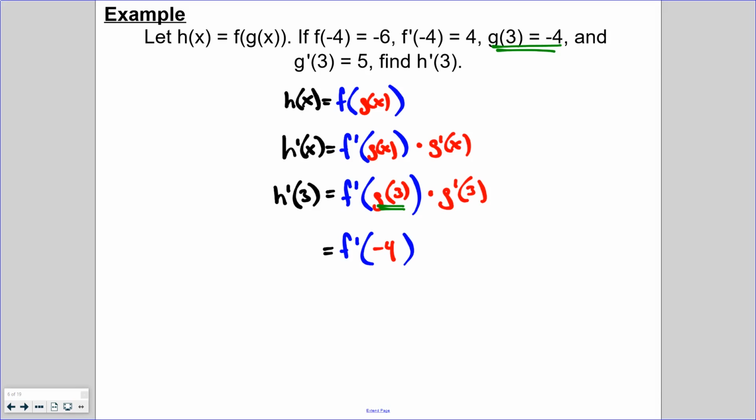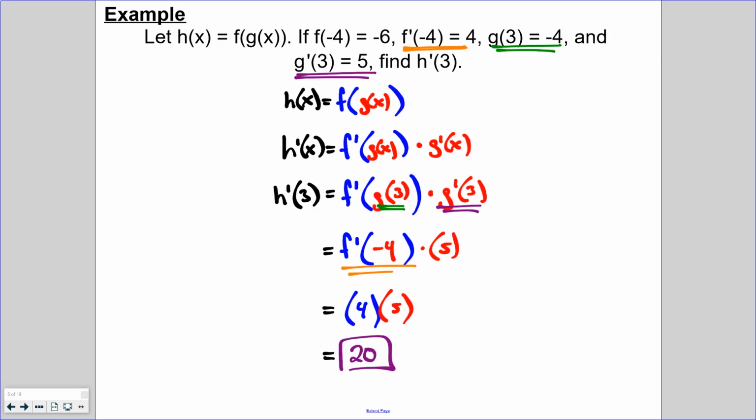Well, we also know g prime of 3. We're told in the problem that g prime of 3 is 5. So then we can go ahead and substitute that in. And now next up, let's see, we have f prime of negative 4. And wouldn't you know it, we're given that piece of information in the problem as well. So now we can substitute in f prime of negative 4 for just being 4. We can bring down the 5, and then we can do the nice, simple, easy step of 4 times 5, which will give us 20. And there we go. h prime of 3 is equal to 20.